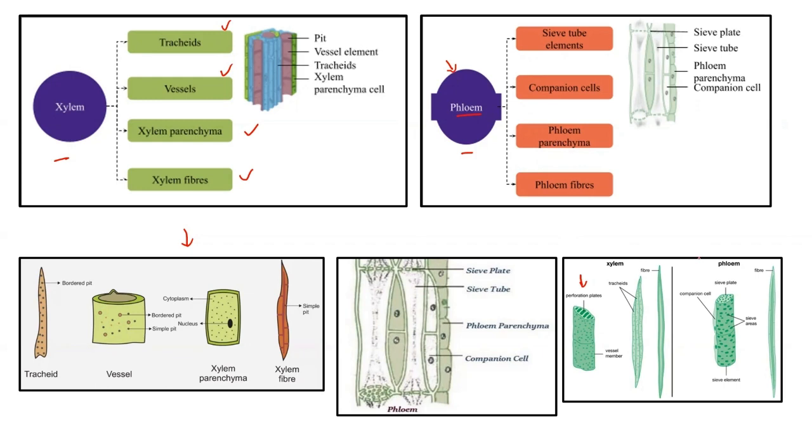Then in the sieve elements, we see that there are sieve plates present, and what are the different kinds of sieve plates. And you know that in detail, that in gymnosperms, the vessels are present. So these kinds of exceptions that are present, you should be knowing.